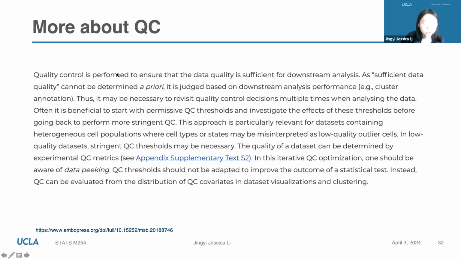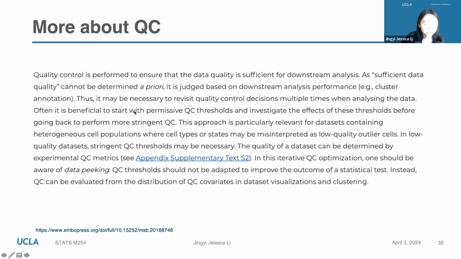Quality control is performed to ensure that the data quality is sufficient for downstream analysis. As sufficient data quality cannot be determined a priori, it is judged based on downstream analysis performance, such as clustering and annotation. Thus, it may be necessary to revisit quality control decisions multiple times when analyzing the data. This is the iterative procedure mentioned on the 10x website.